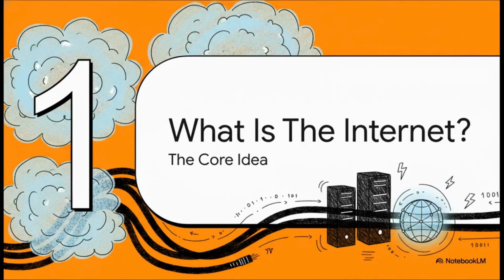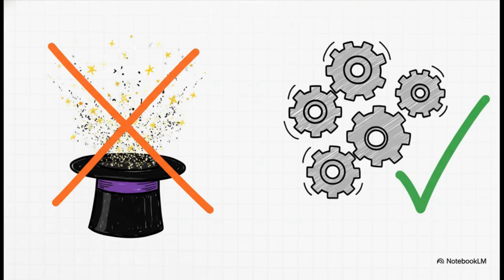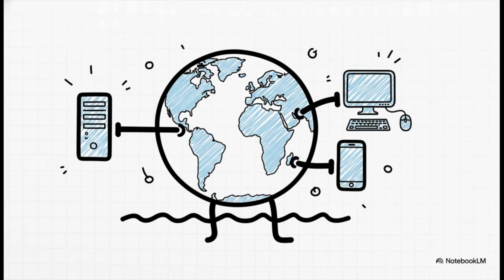Okay, so first things first, we have to get rid of a few common ideas. When you think of the internet, you probably picture something like the cloud, right? Some kind of magical, invisible thing floating around us. But the reality is way more down to earth. And this right here is probably the single most important idea to get your head around because it changes everything. The internet is not magic, it's a machine. That's really the core idea. The internet is a physical thing.